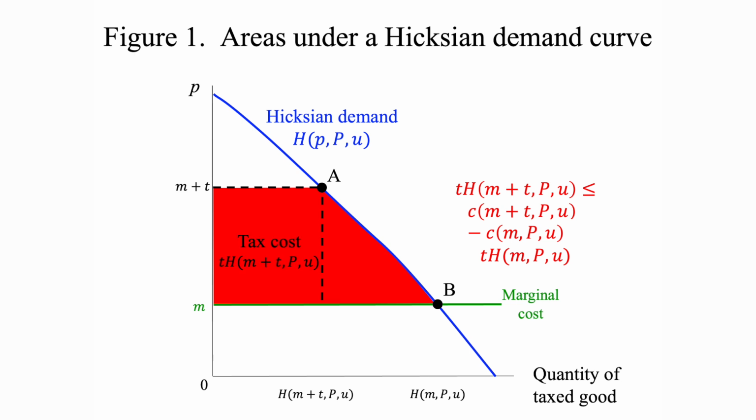I've already mentioned, well, this rectangle is the tax cost, because the height of the rectangle is the tax rate, and the base is the quantity purchased when that tax is being paid. So that's the tax cost. And you can see that we have some cost beyond that, and that is what we call the excess burden.